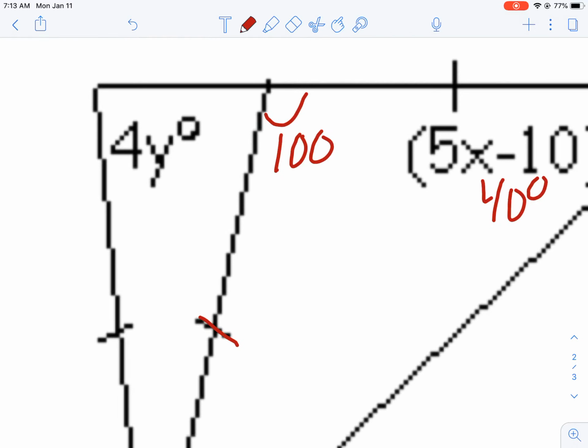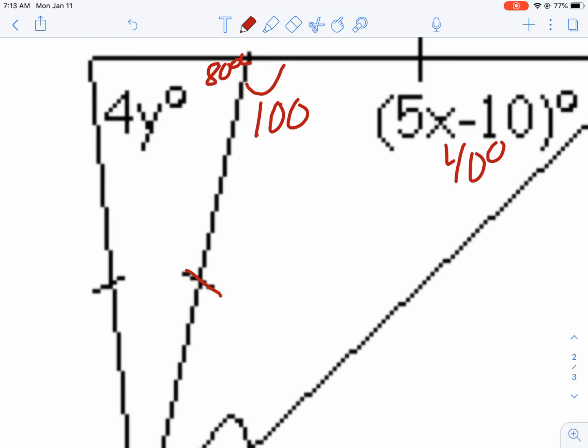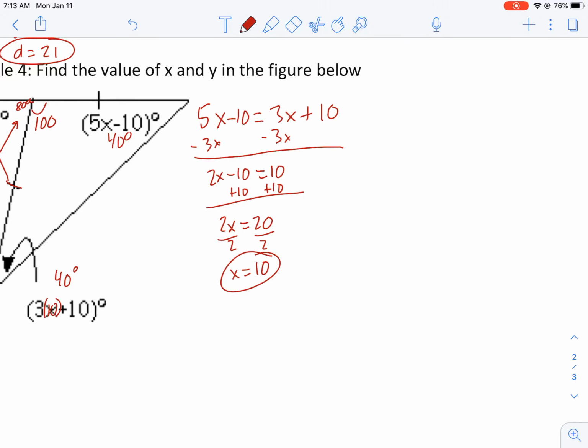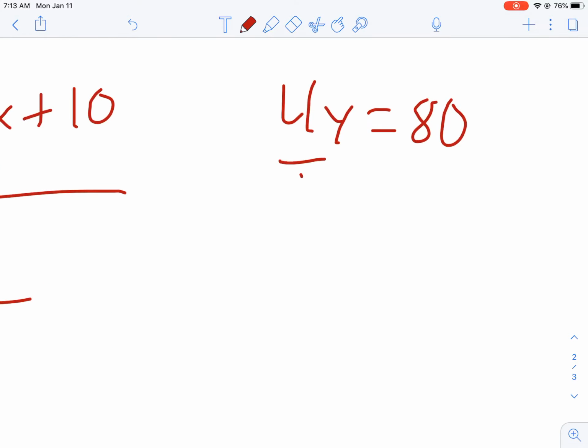Because that angle has to be 100, that means this angle right there has to be 80. And because we have congruent sides again right there, this angle has to equal that angle. So we know that 4y has to equal 80. We can divide by 4 on both sides, and y equals 20.